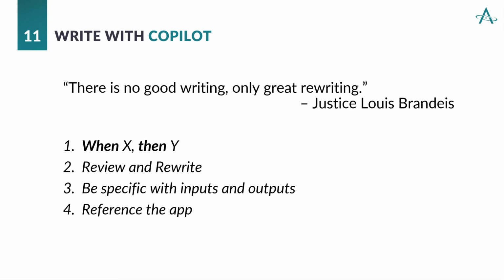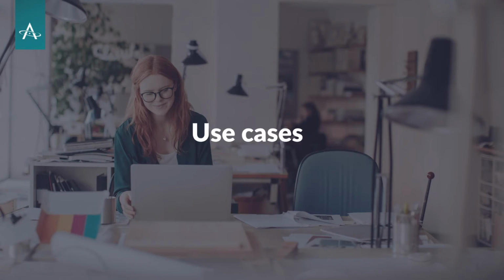Third, be specific with inputs and outputs. I'll demonstrate that, but the more specifics you can give the flow, the better output you're going to have. And fourthly, reference the app that you want it to use. Don't just say, write it. You say, write it in Word, for example. Don't just say, pull items from somewhere. Say it's going to be in Excel. All right, now we understand more about what is Copilot, how to use it, the benefits of it. Let's actually dive into some possible use cases.